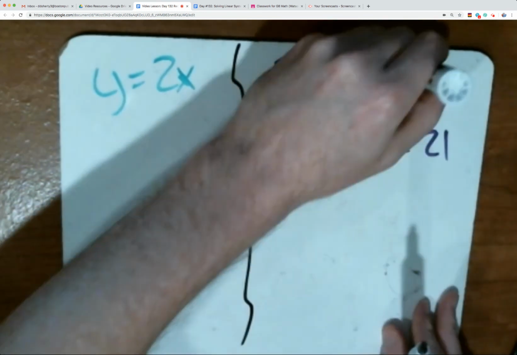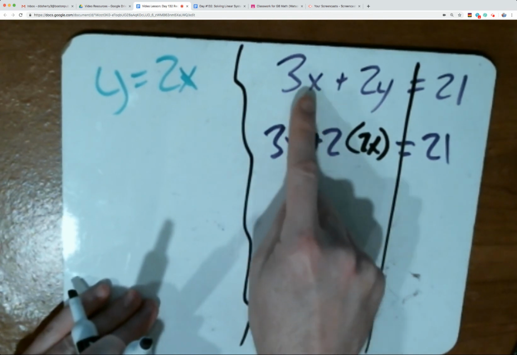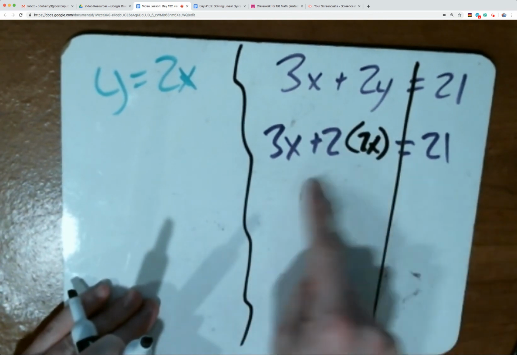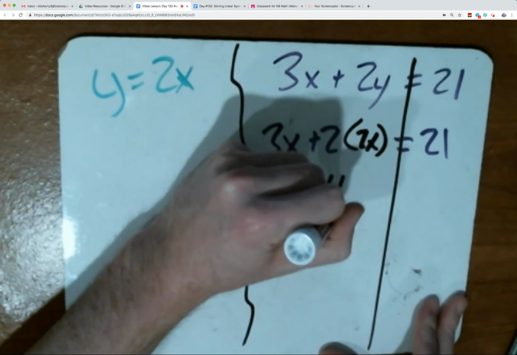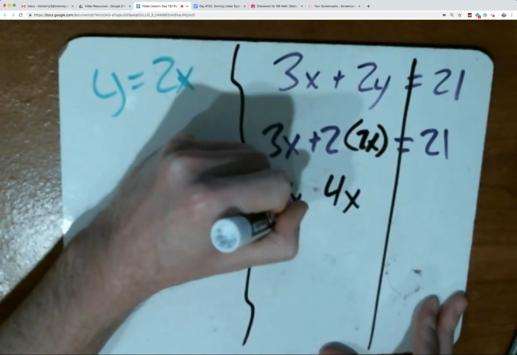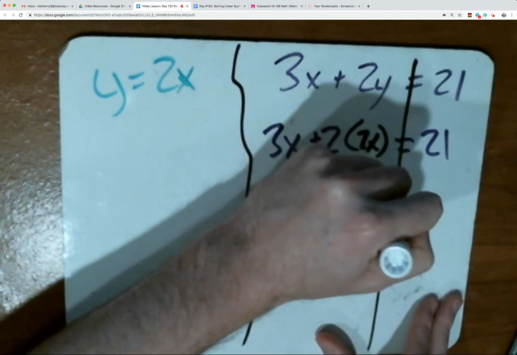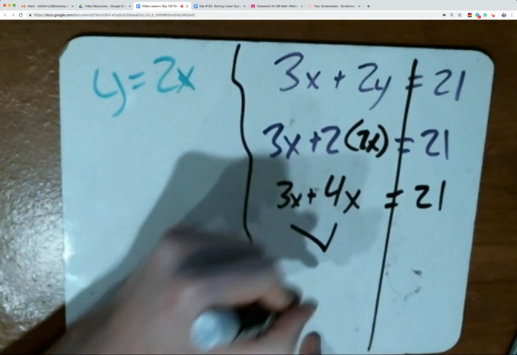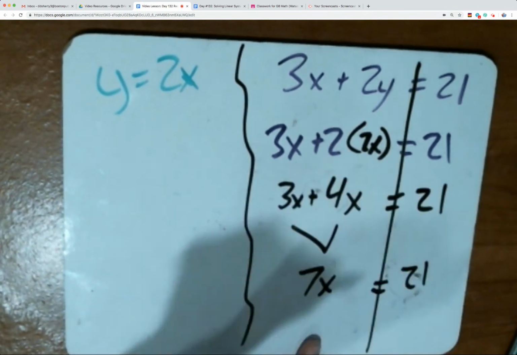Why was that helpful? This is still a pretty complicated equation, but now instead of having two different variables, x's and y's, it has all x's. We could solve this equation for x. So hopefully once you see that, you could work through solving this equation. 2 times 2x gives us positive 4x. So the left expression becomes 3x plus 4x equals 21. We could combine those like terms. That becomes 7x equals 21.